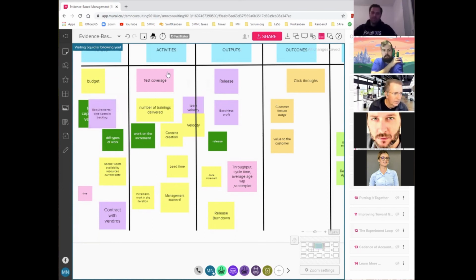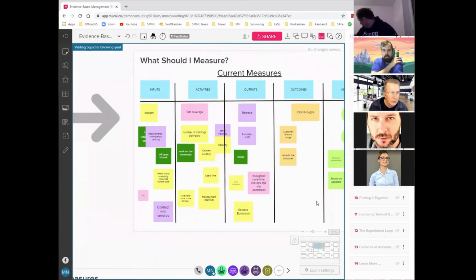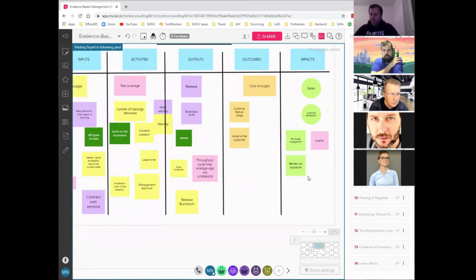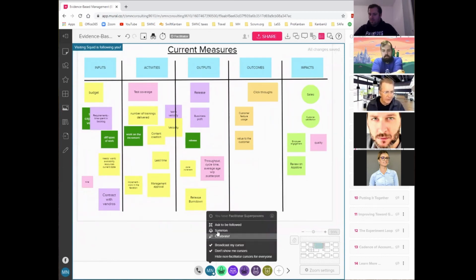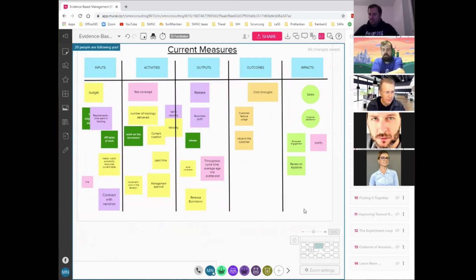Okay, so good talk about this. And if I could zoom out a little bit, as I zoom out a little bit, look at this bigger picture. Let's look at that together. Let me summon you to this view.